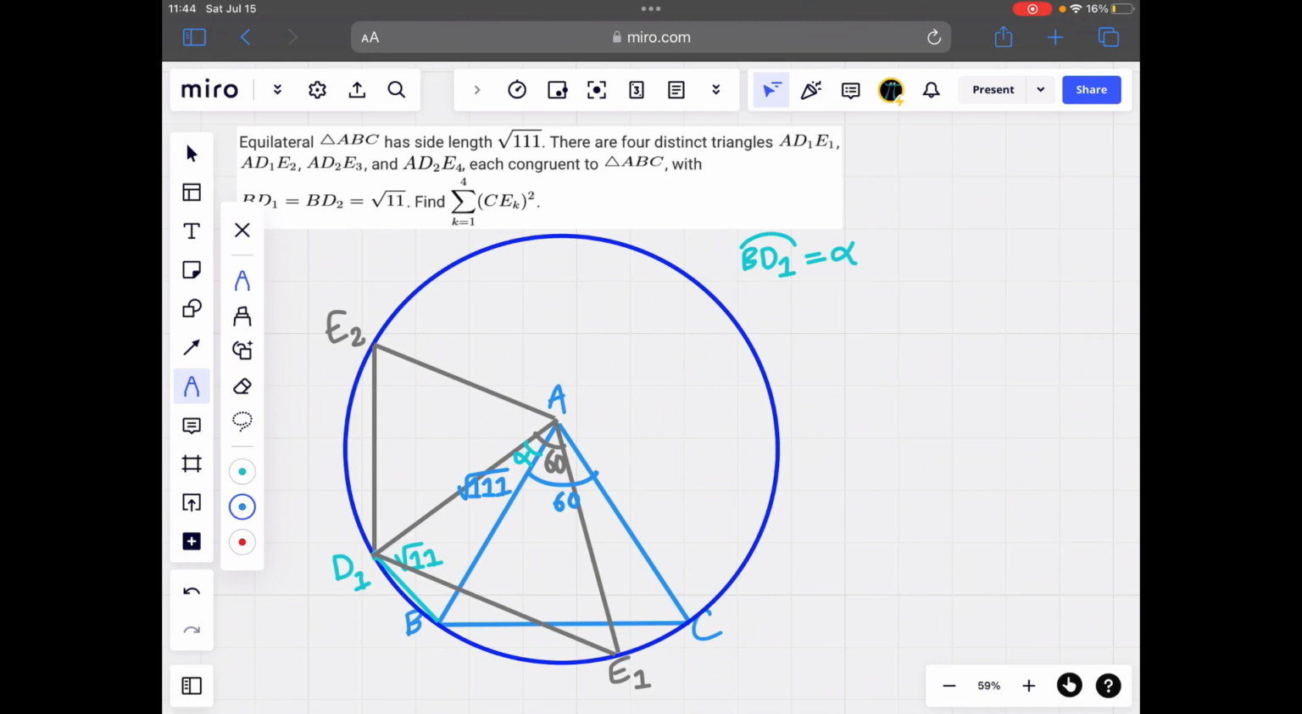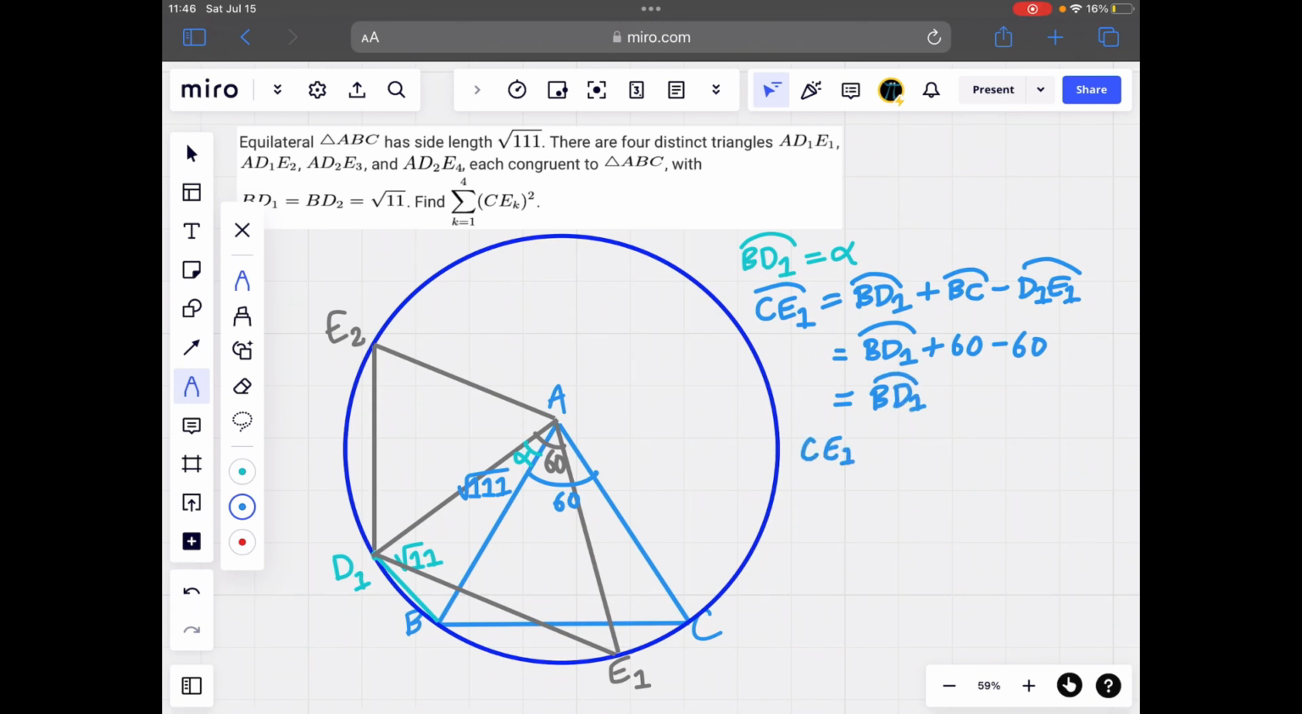So if you go counterclockwise, you'll find that arc CE1 is equal to arc BD1 plus BC minus D1E1. And that's just BD1 plus 60 minus 60. So it's just arc BD1. And that tells us that CE1 is equal to BD1, which is root 11.